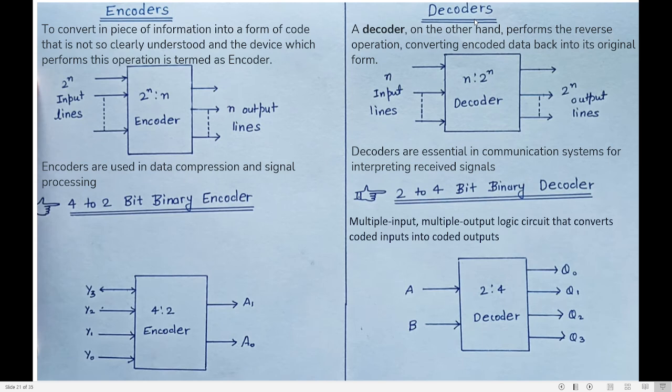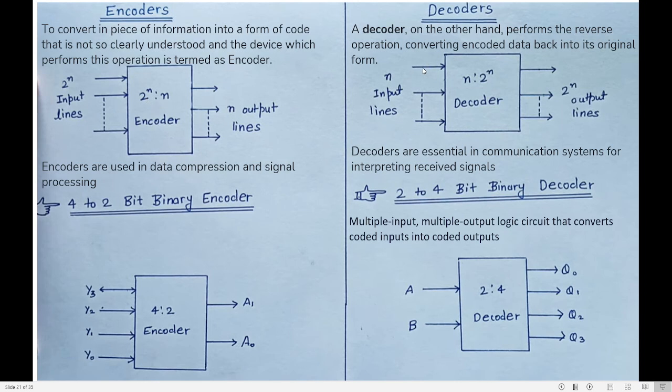Let us see how to design a decoder circuit. Before designing a decoder circuit, let us understand what is an encoder and what is a decoder. An encoder converts 2 to the power of n information bits to an n-bit code. Whereas the job of a decoder is to convert that n-bit information code into 2 power n information signals.